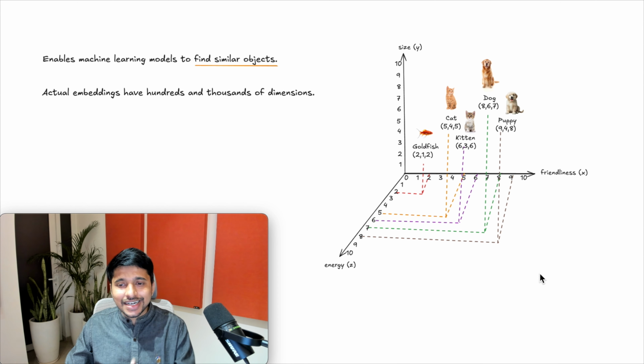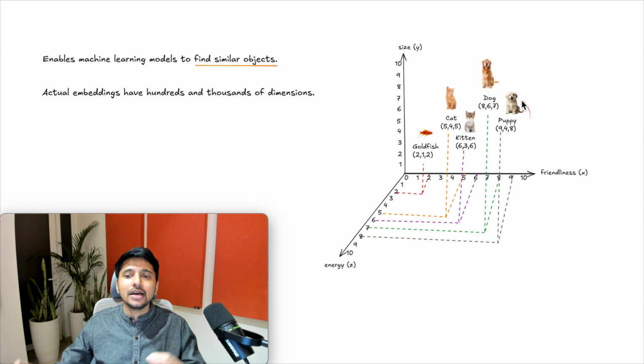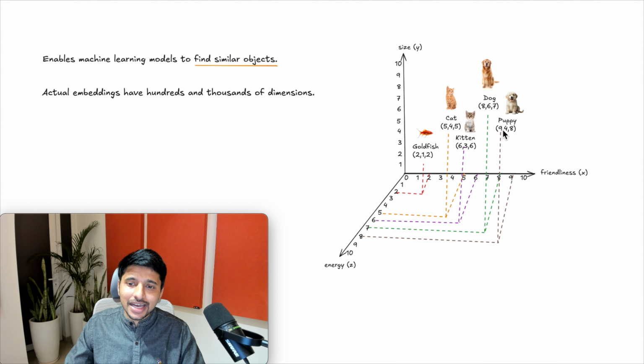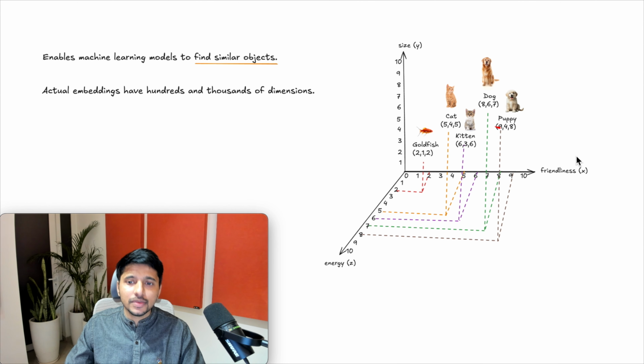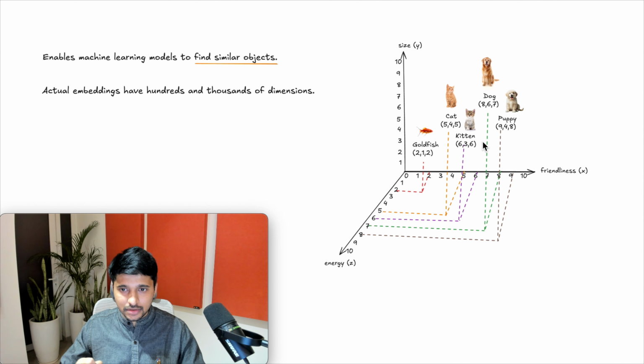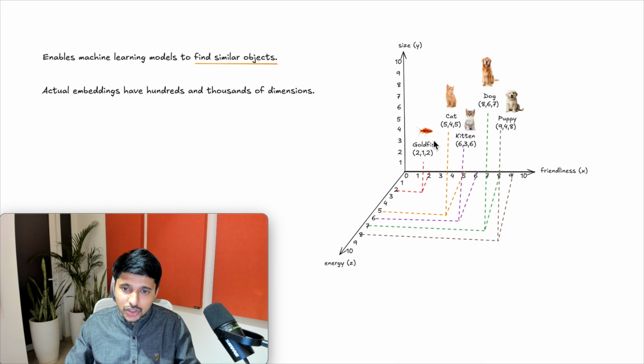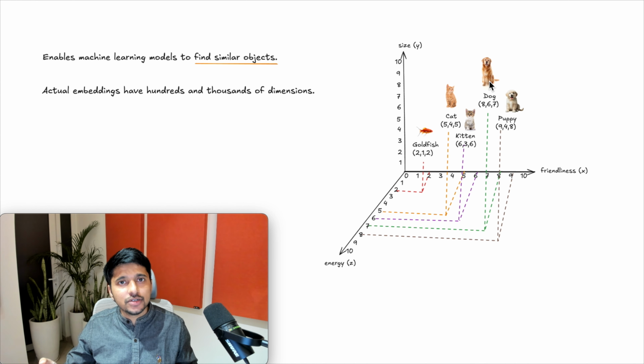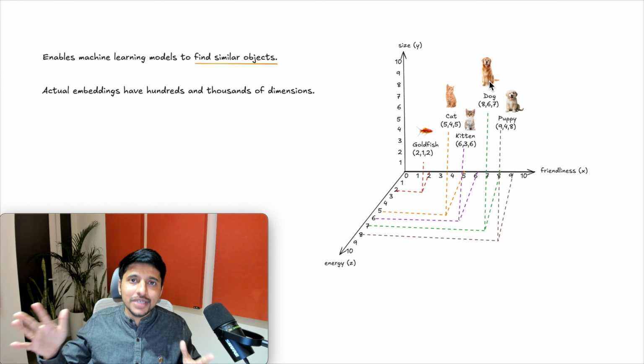So after the generation, when you observe this, because dog and puppy are related to each other, that is why they are close to each other. Similarly, cat and kitten are similar, right? Because of that, they are again close to each other. And as we know, the goldfish and the dog are quite different from each other, so that is why they are placed far from each other.